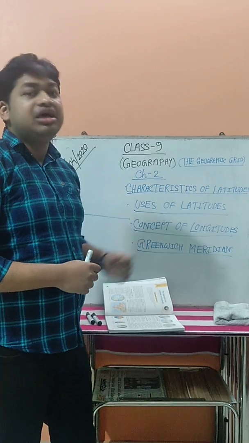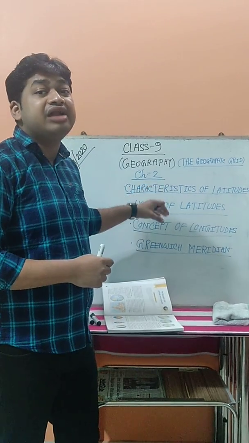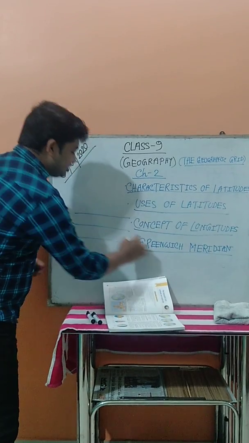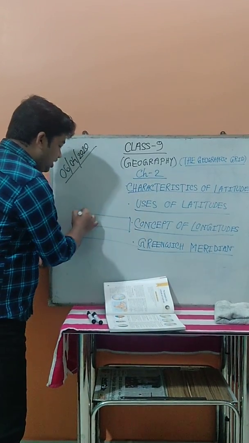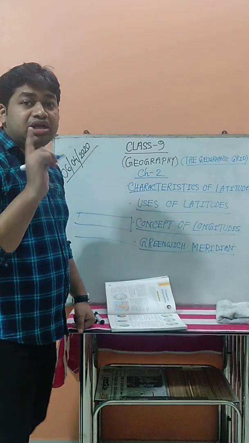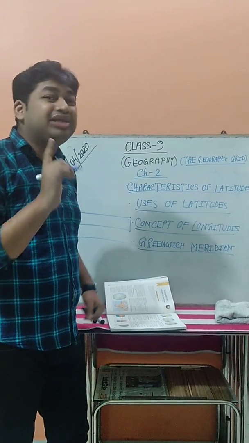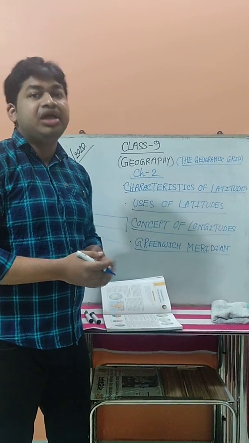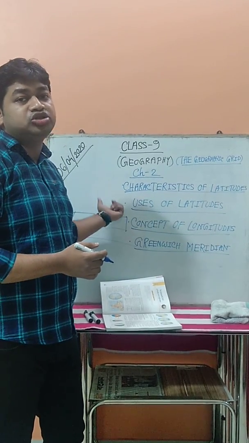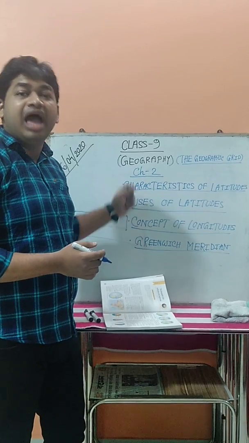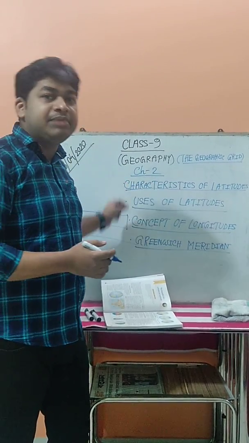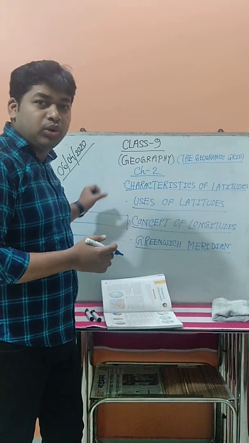And the third is that the latitudinal lines never meet each other. All the latitudinal lines are separate from each other. Among the five main important latitudinal lines, the most important latitudinal line is the equator.